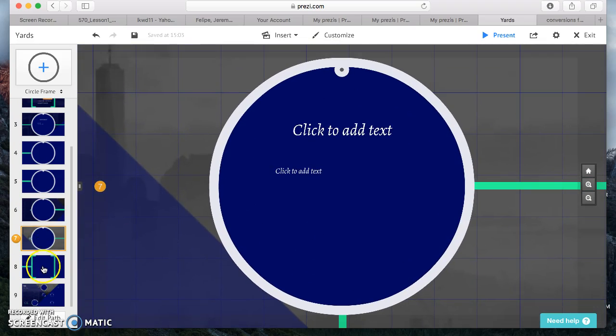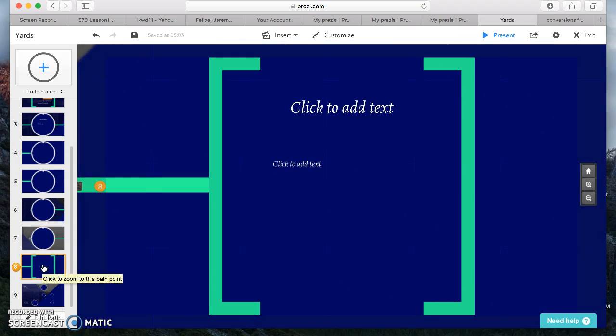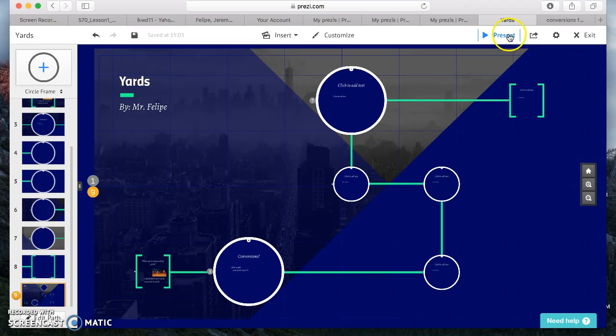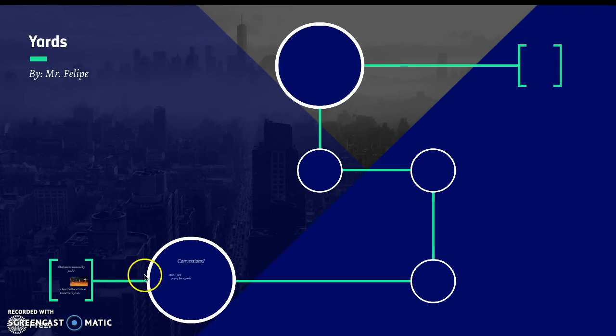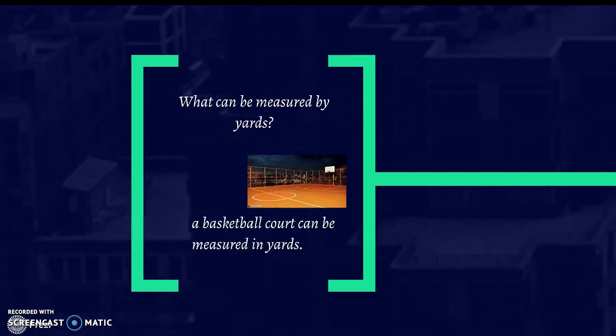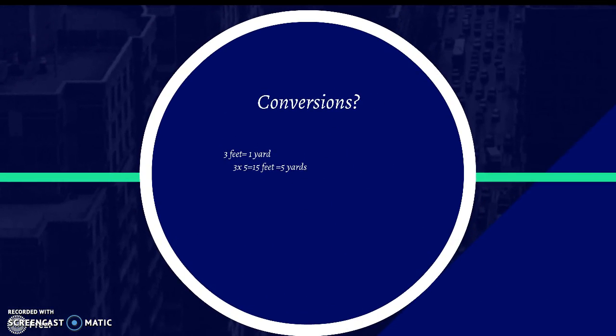All right. So when you are done, you can show your presentation. You can edit the path. Then you could press present when you're done to see what it finally looks like. So you could use the arrows. It'll zoom in to what you already did, conversions, and your other information in your boxes.